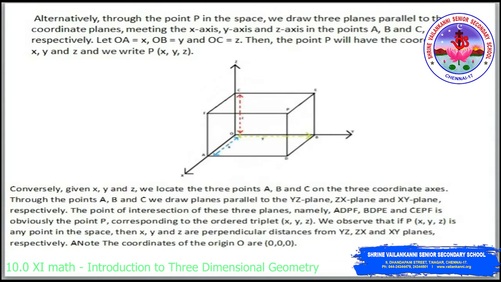We observe that if P(x, y, z) is any point in the space, then x, y and z are the perpendicular distances from the YZ, ZX and XY planes respectively. Here the coordinates of the origin O are 0, 0, 0, and the coordinates of any point on the x-axis will be x, 0, 0, and the coordinates of any point in the YZ plane will be 0, y, z.